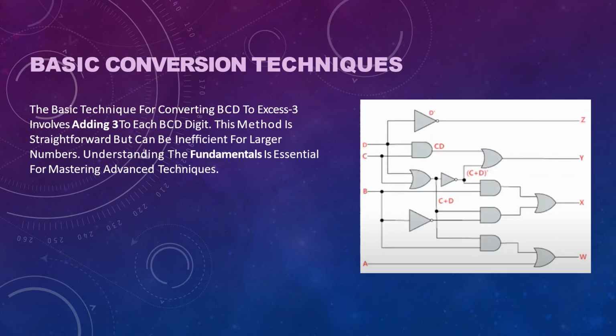Now, the basic conversion technique of BCD to XS3. The basic technique for converting BCD to XS3 involves adding 3 to each BCD digit. So we get the conversion of BCD to XS3. This method is straightforward but can be inefficient for larger numbers. Understanding these fundamentals is essential for mastering advanced techniques. Okay.